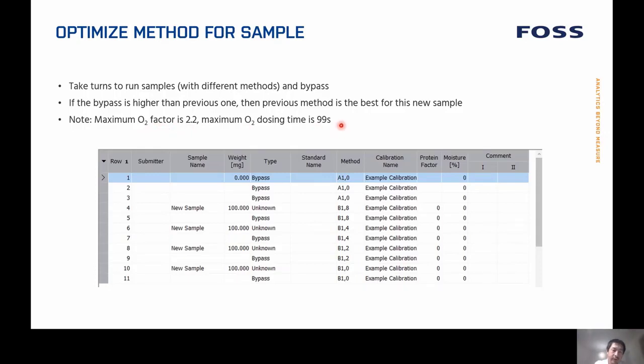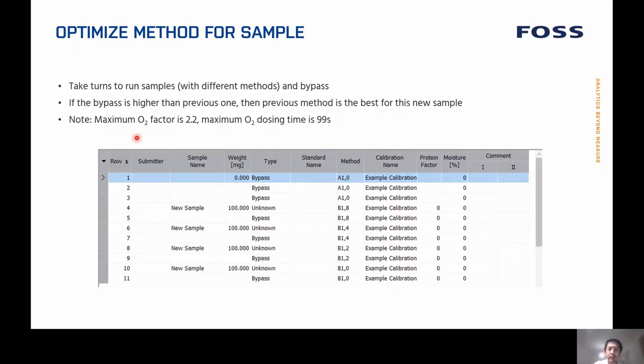Also, for the oxygen dosing time, there is a limit of 99 seconds. The oxygen dosing time is calculated based on the flow rate and the oxygen amount. For example, if you have a 200 milligram sample and use method B1.4, the oxygen amount is 200 milligram times 1.4, which is 280 milliliter oxygen. Then with method B, 280 is divided by 300 milliliter per minute.